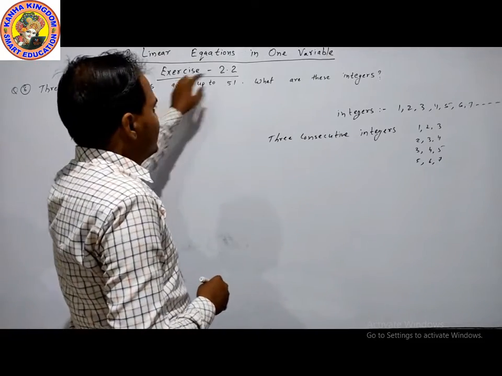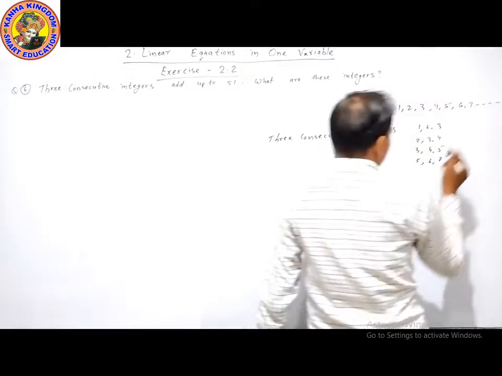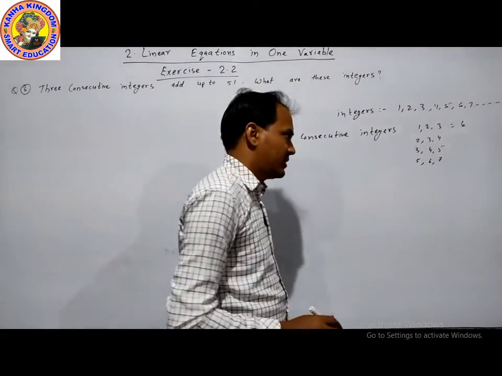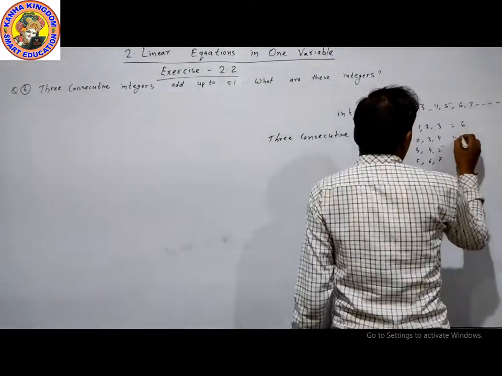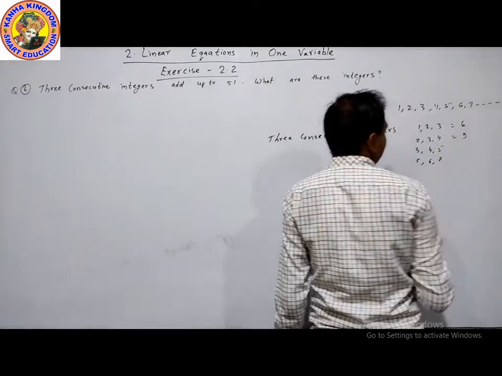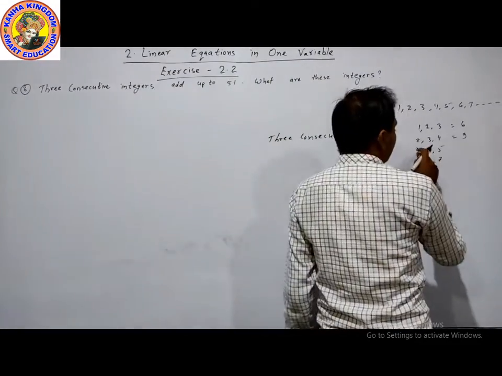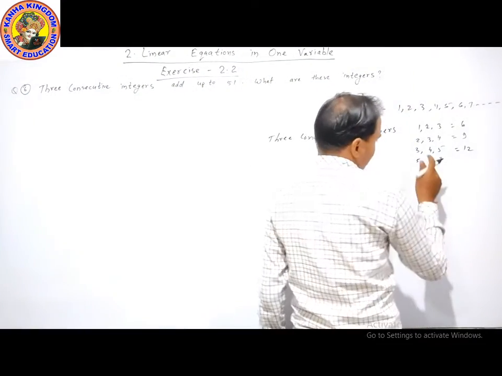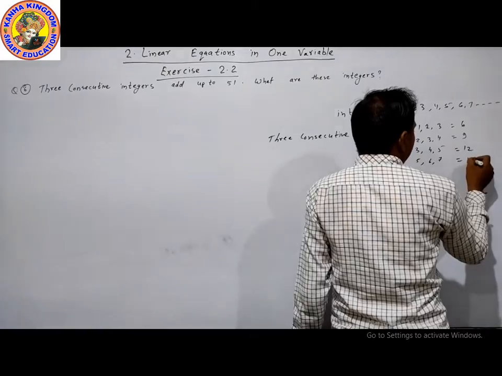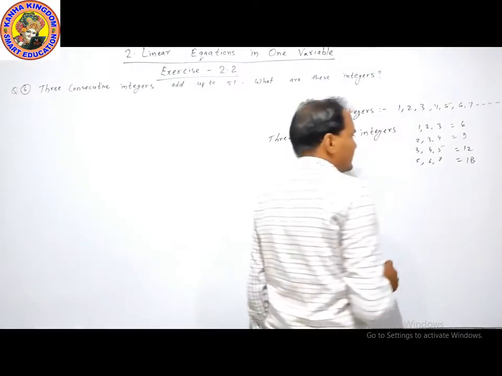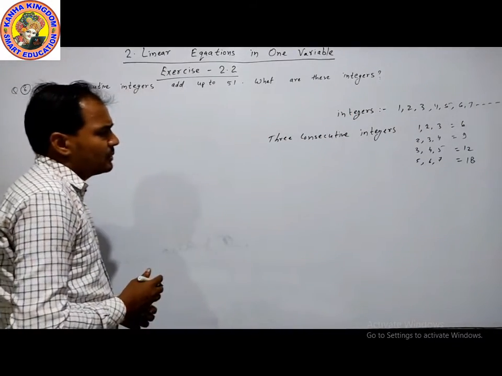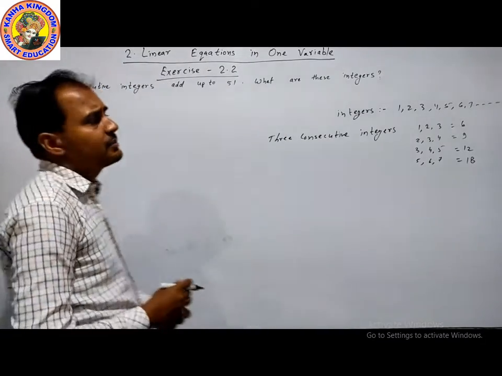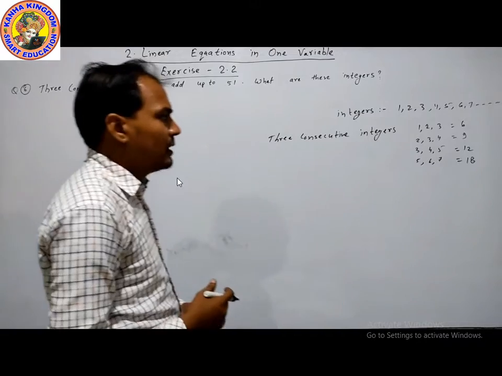By adding these we should get 51. Adding 1, 2, 3 gives 6, 2, 3, 4 gives 9, 3, 4, 5 gives 12, and the next gives 18. So the sums are 6, 9, 12, 18. None of them is 51. So what do we do?